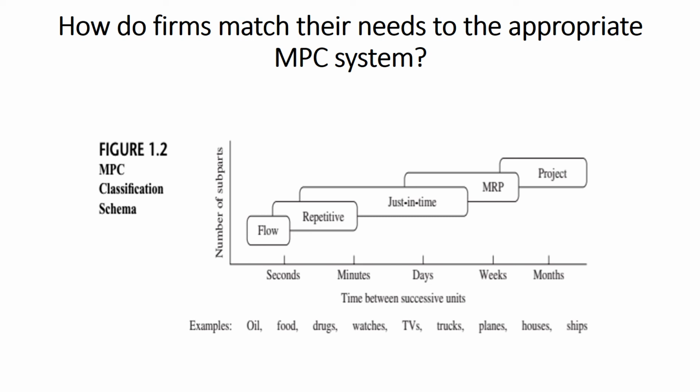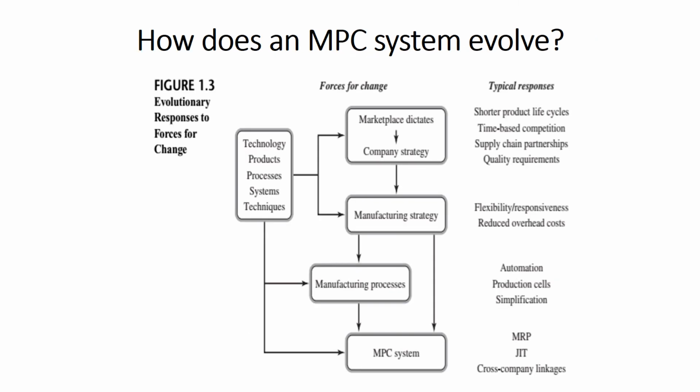Figure 1.3 depicts some manufacturing firms' typical responses to changing marketplace dictates. New technology, products, processes, systems, and techniques permit new competitive initiatives. Global competition intensifies many of these forces. Marketplace dictates drive revisions in company strategy, which in turn often call for changes in manufacturing strategy, manufacturing processes, and MPC systems. Shorter product life cycles come about partly because consumers have access to products from all over the world. This has spawned the move to time-based competition.